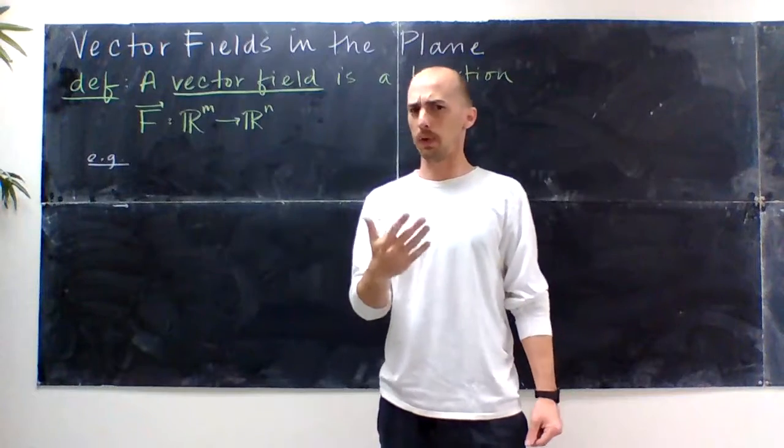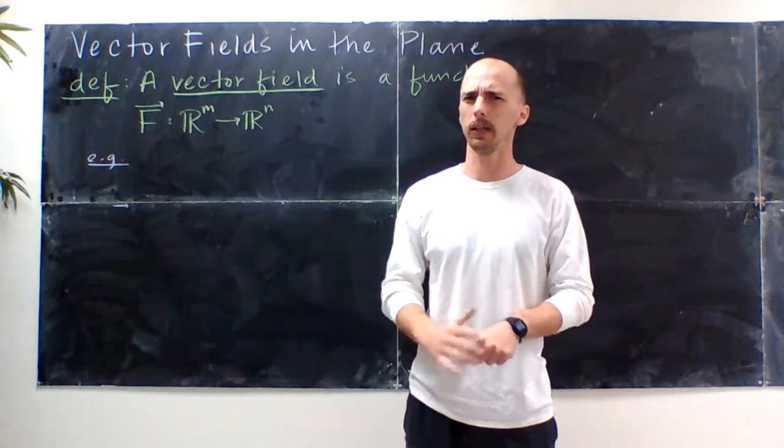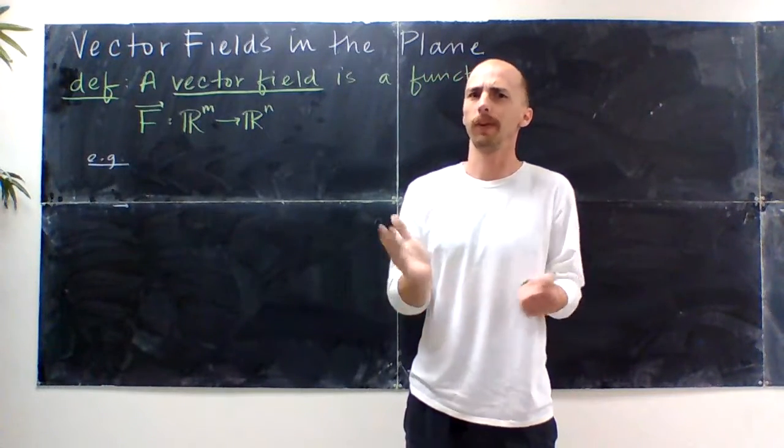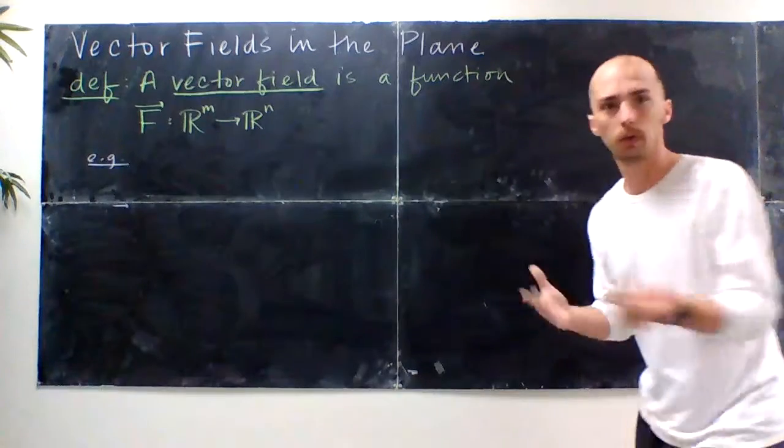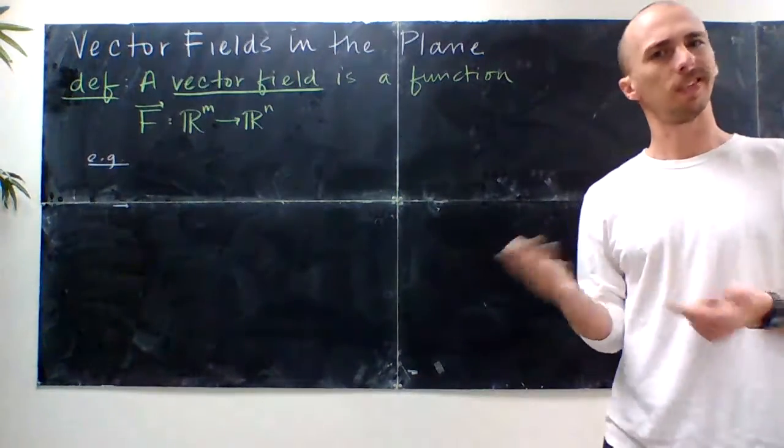So dy/dx was a slope, and the way we drew them was that we always made the length equal to 1, so it wasn't too noisy. But that was, in a sense, a vector field.